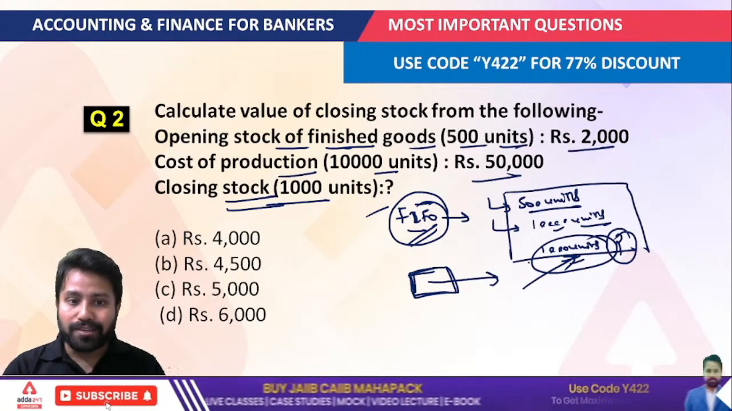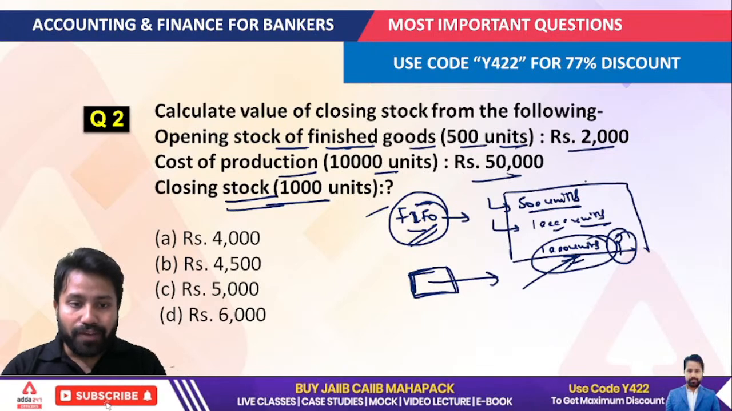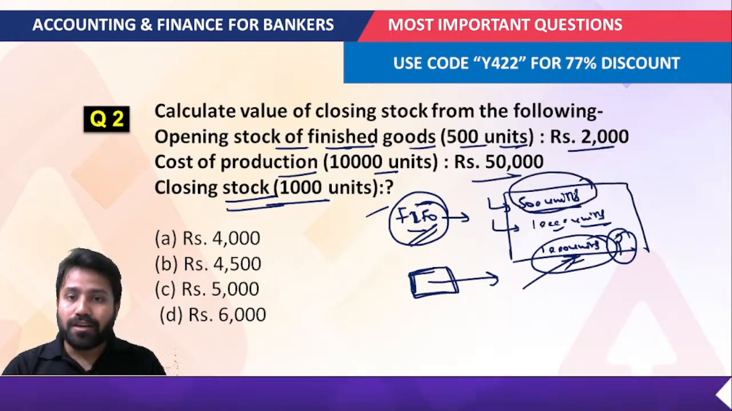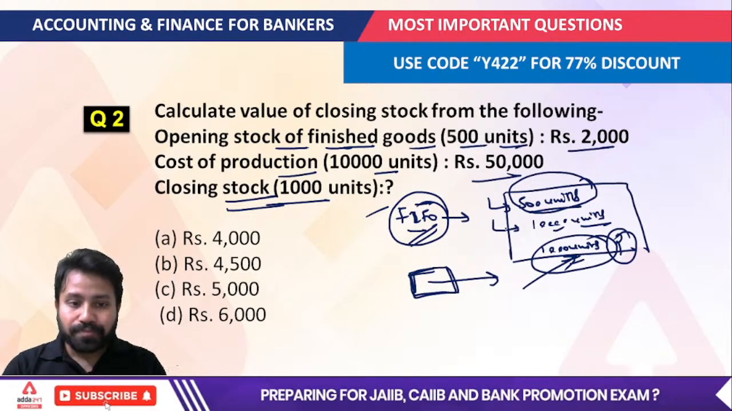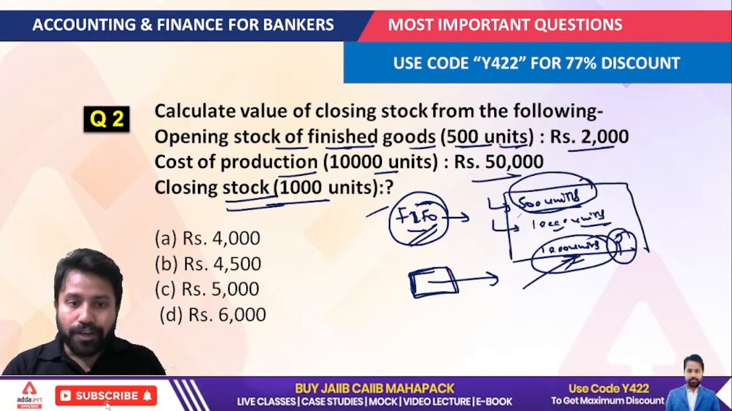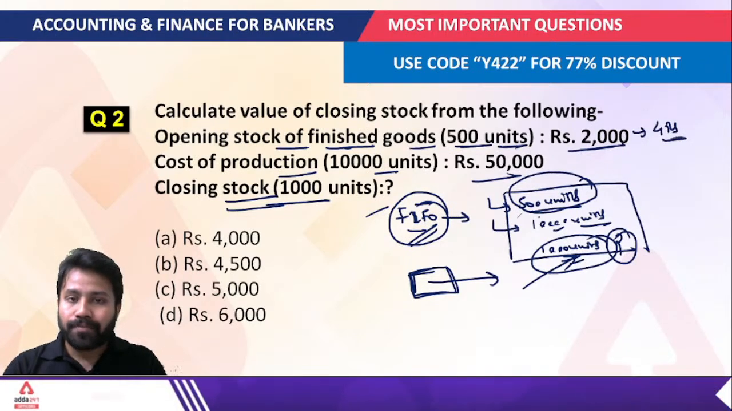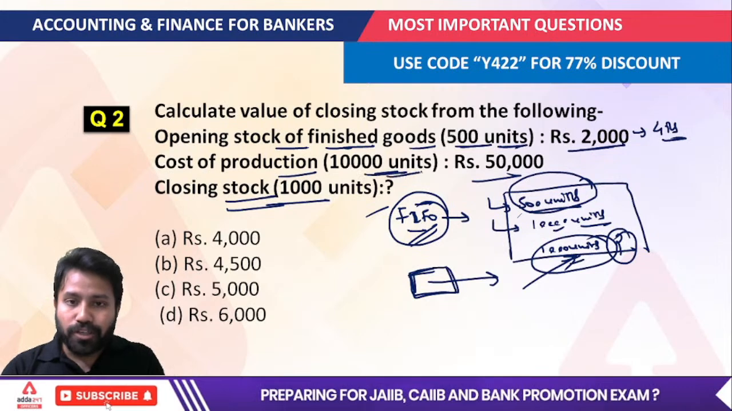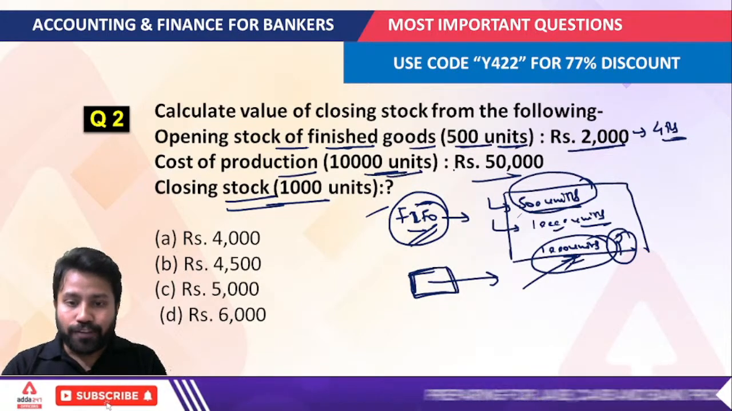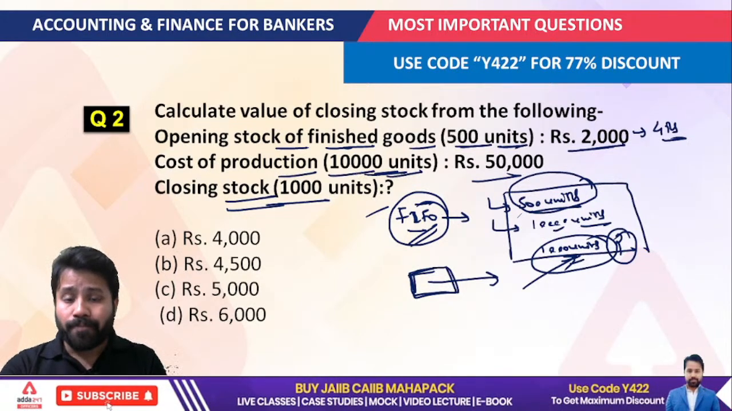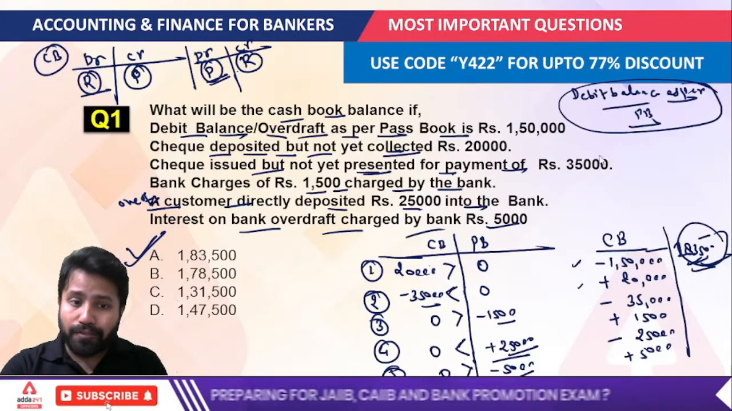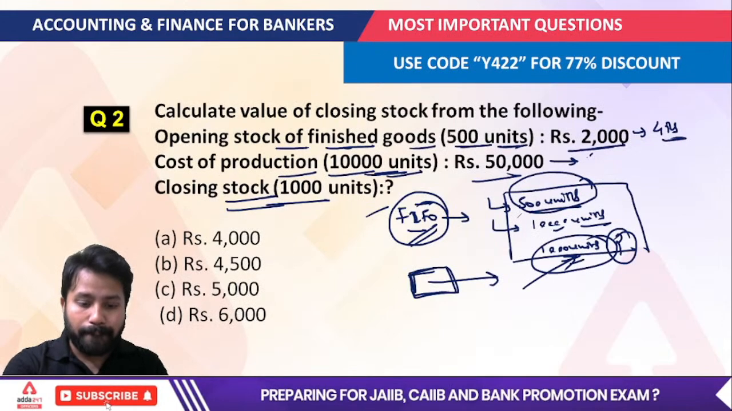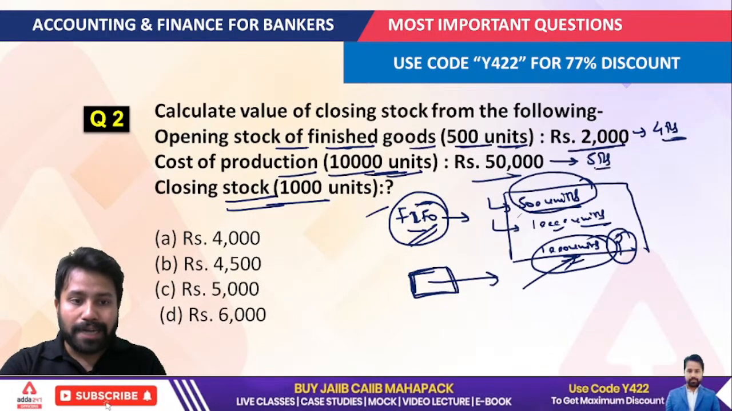Now I think you can understand, we had 500 units in the initial period of the financial year. The 500 units' value is 2,000, which means one unit costs 4 rupees. And the cost of production is for the 10,000 units produced during the year, at a rate of 50,000, which means one unit costs 5 rupees.